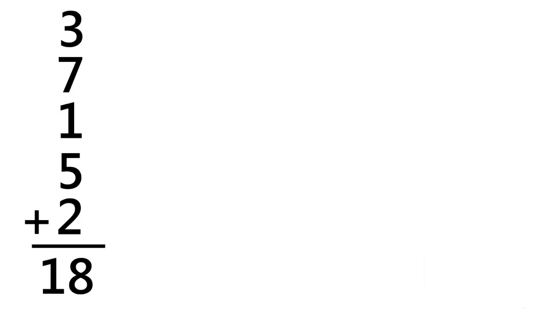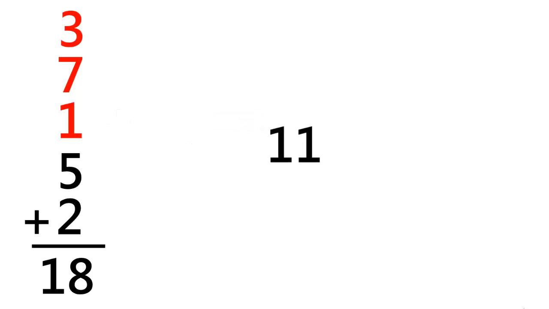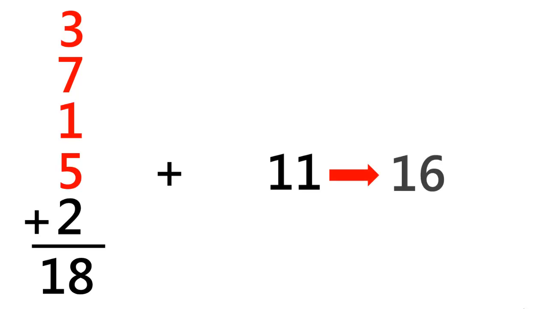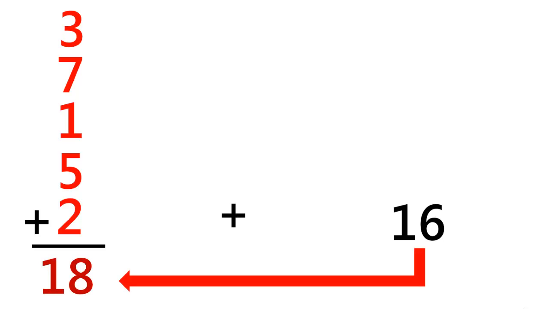Let's try another one. 3 add 7 is 10. Moving the 10 down and adding it to the 1 gives us 11. Moving the 11 down and adding it to the 5 gives us 16. And finally, moving the 16 down and adding it to the 2 gives us a sum of 18.